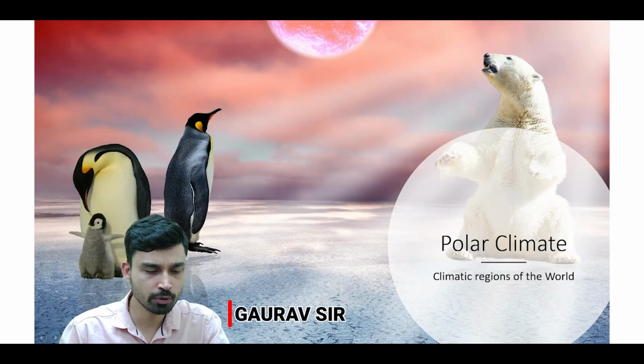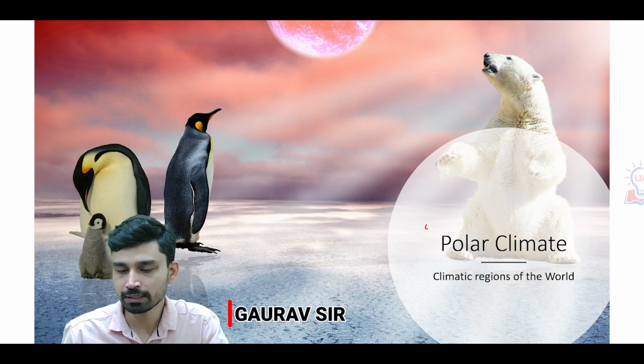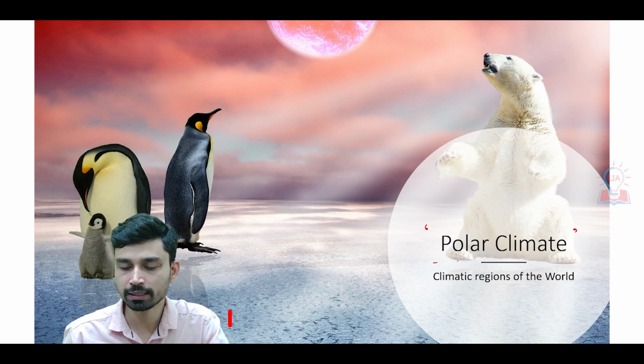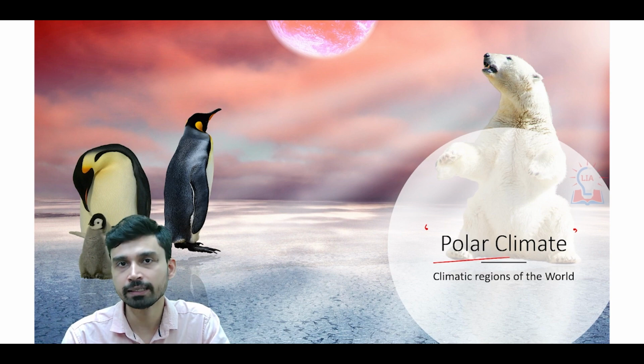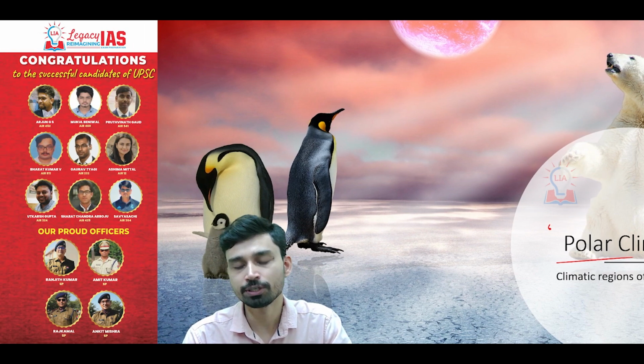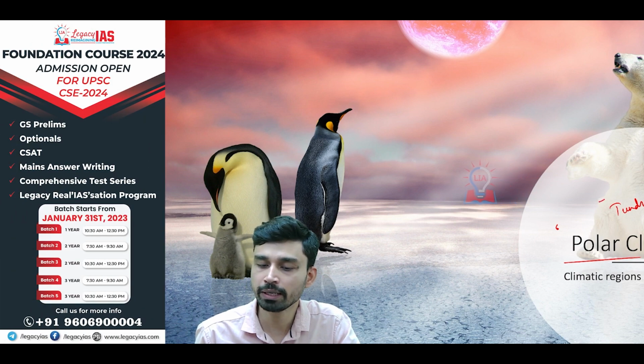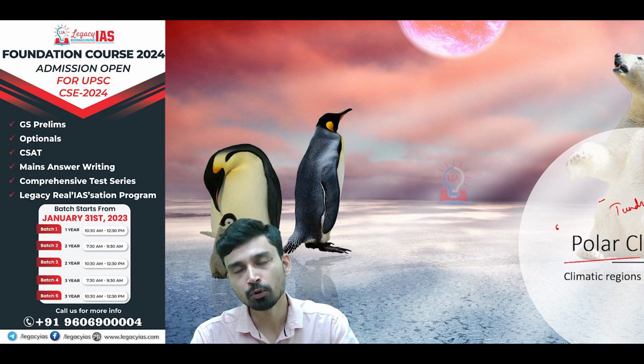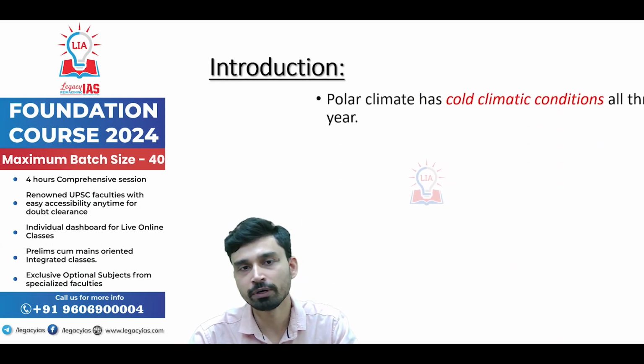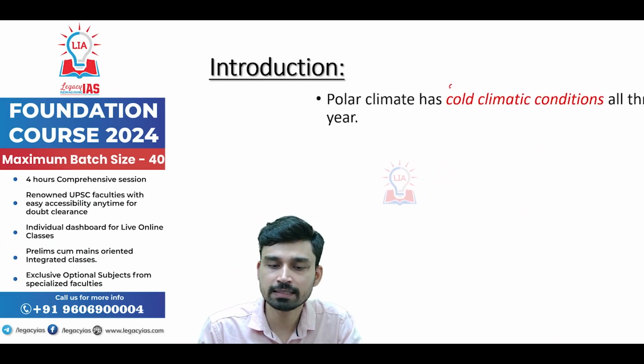So in today's video, we are going to discuss another very important climatic region, which we call polar climate. It is also referred to as Arctic climate, or as per vegetation, many times geographers also refer to it as tundra climate. So we are going to discuss the climatic region of the world today: tundra, Arctic or polar climate.